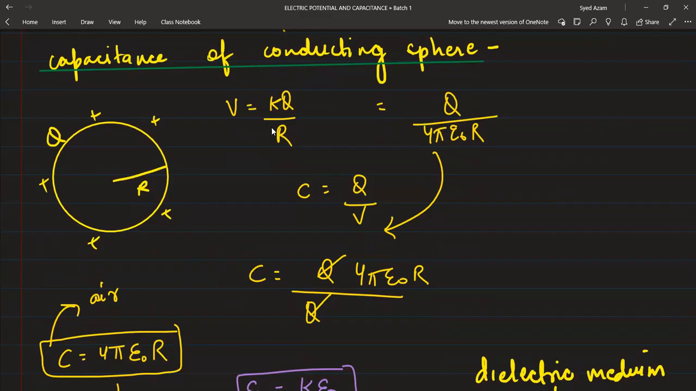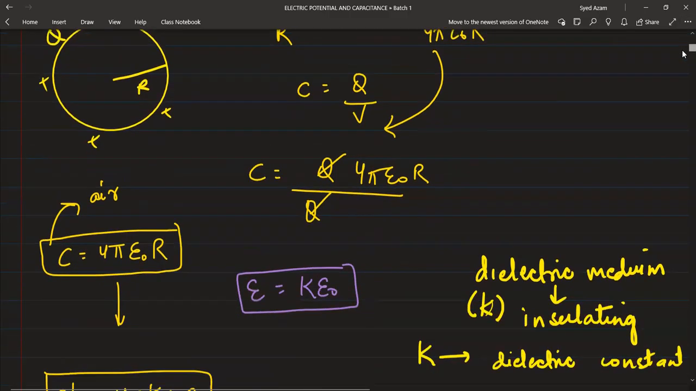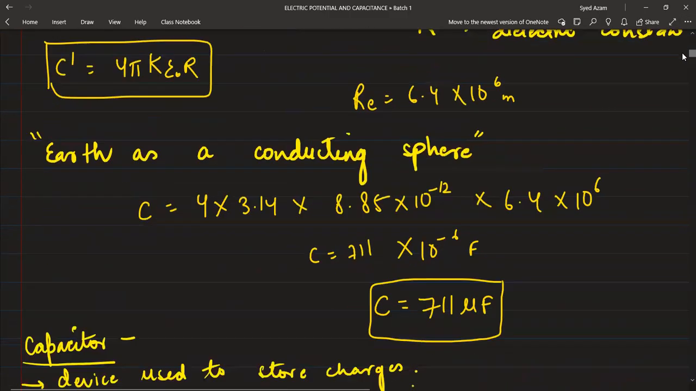And what is R by K? K will be 1 over 4 pi epsilon naught, so it will go up. So it will simply become 4 pi epsilon naught R. Okay, this is the formula for the sphere.